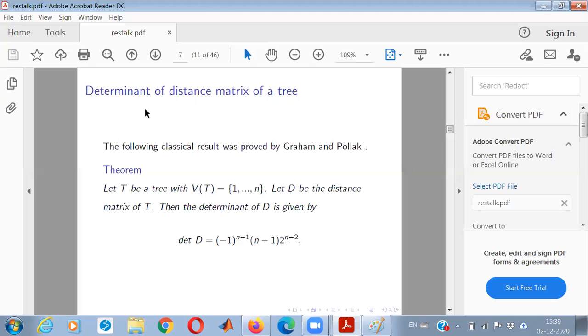And here is one more example: the determinant of the distance matrix depends only on n and not on the tree. And there's a simple formula, n minus 1, 2 to the n minus 2, and so on. And this has been generalized to a great extent, and similar phenomena about other parameters have been found. But I won't go into that.